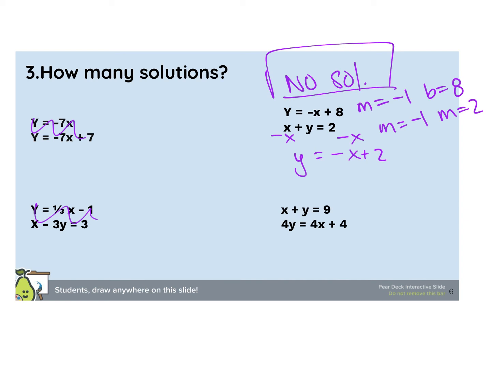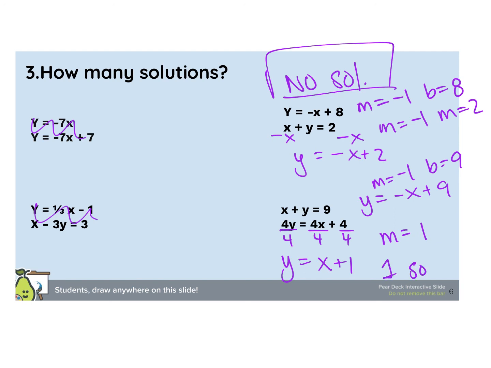And then for number 4 down here, I have to solve for y for both of them. But the first one, I just have to subtract an x. So I get y equals -x plus 9. M is -1 and b is 9. And then for the second one, I just have to divide by 4. So I get y equals x plus 1. So m is +1. I can stop there. Slopes are different. There will be one solution. Doesn't matter what the y-intercepts are because the slopes were different.